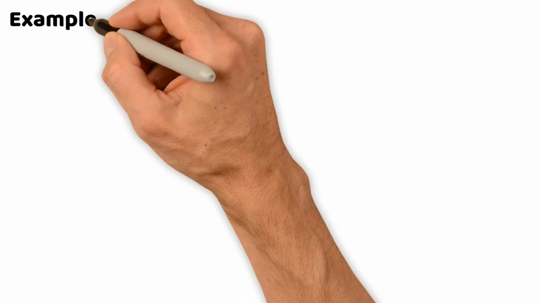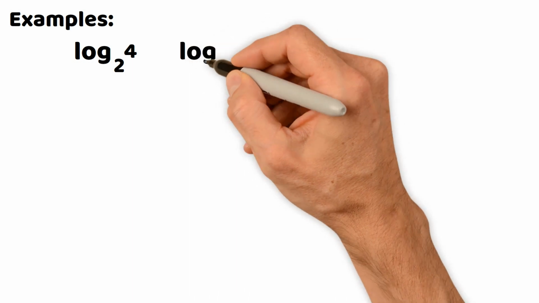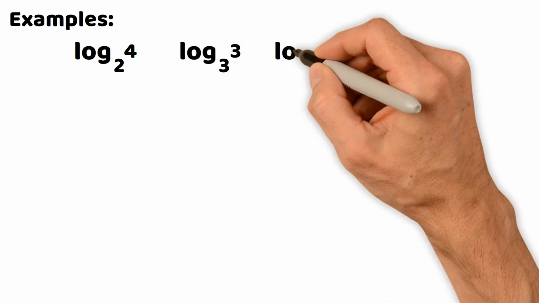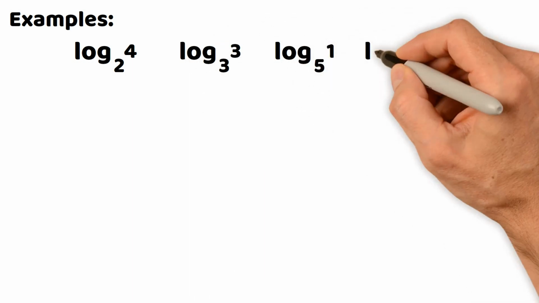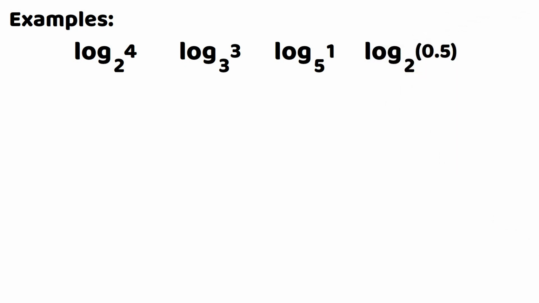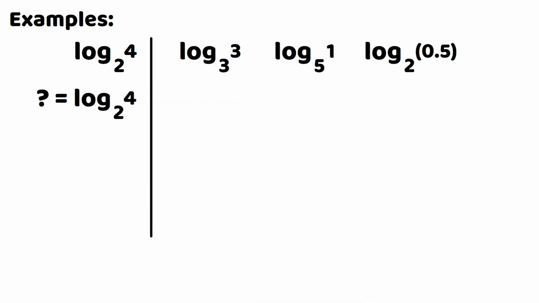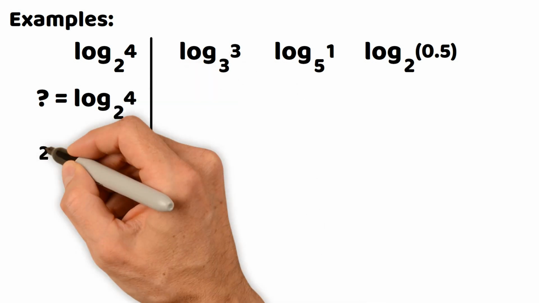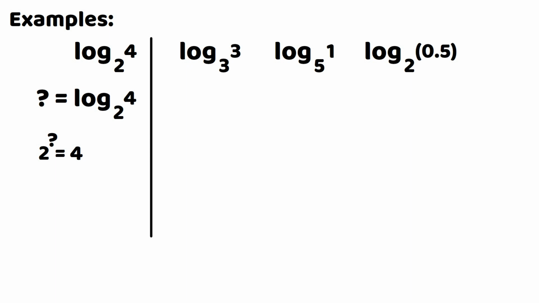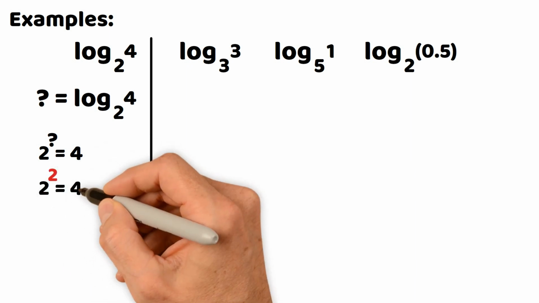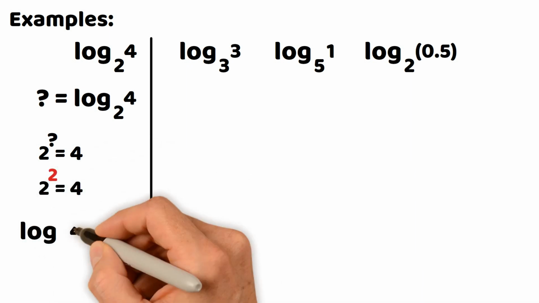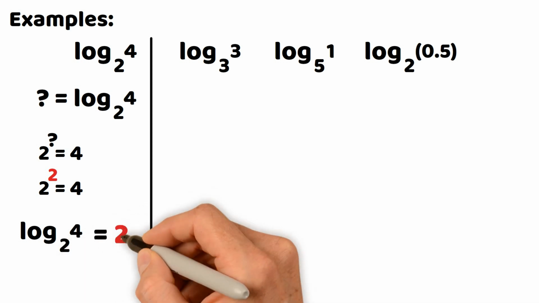Let's look at some examples. Let's find logarithm of 4 with a base of 2, logarithm of 3 with a base of 3, logarithm of 1 with a base of 5, or logarithm of 0.5 with a base of 2. Let's start with the first one, logarithm of 4 with a base of 2. If question mark equals logarithm of 4 with a base of 2, that means 2 to the question mark equals 4. Clearly, 2 to the second equals 4. So therefore, log of 4 to the base 2 is 2.